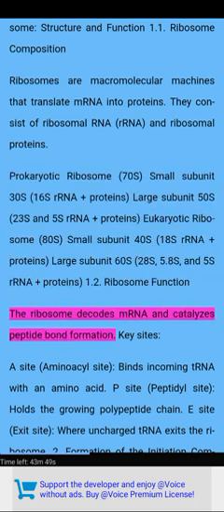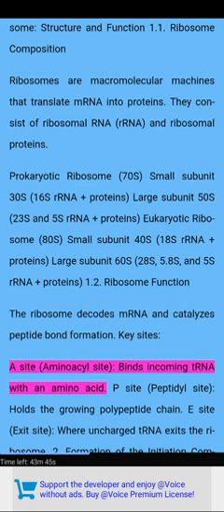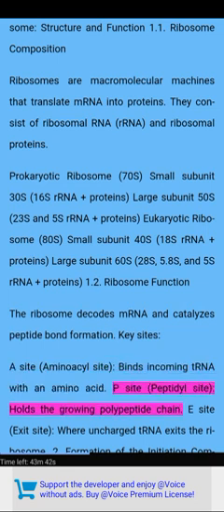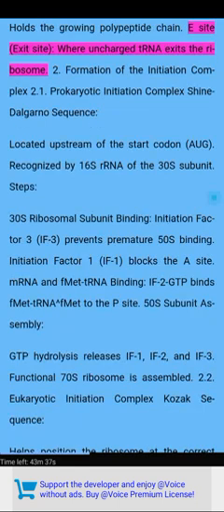1.2. Ribosome function. The ribosome decodes mRNA and catalyzes peptide bond formation. Key sites: A site, aminoacyl site, binds incoming tRNA with an amino acid. P site, peptidyl site, holds the growing polypeptide chain. E site, exit site, where uncharged tRNA exits the ribosome.